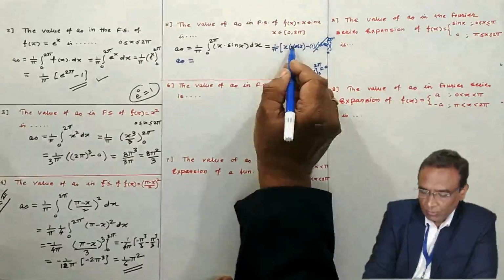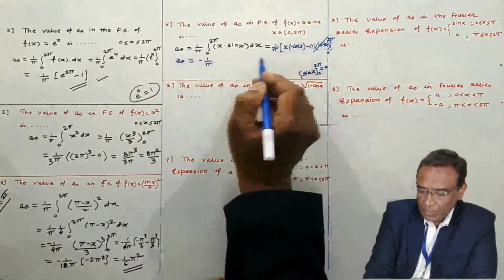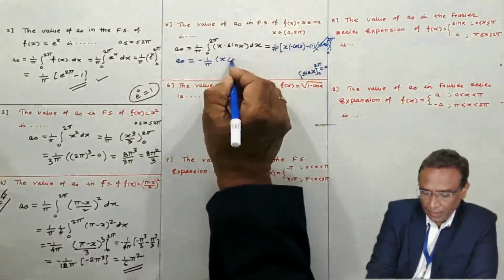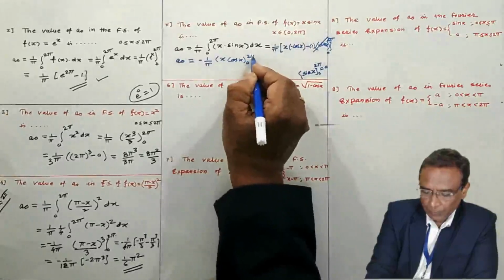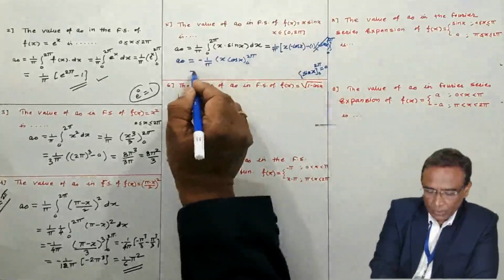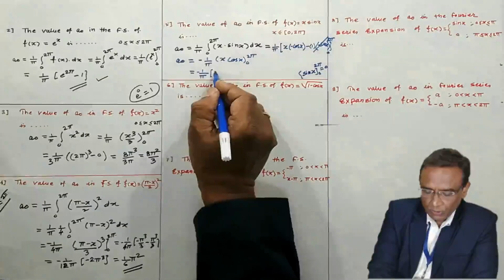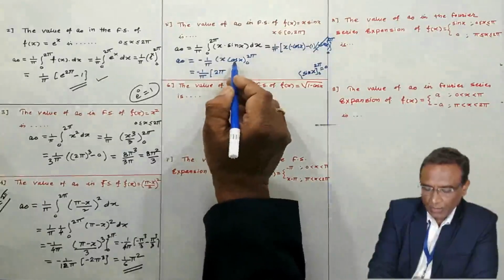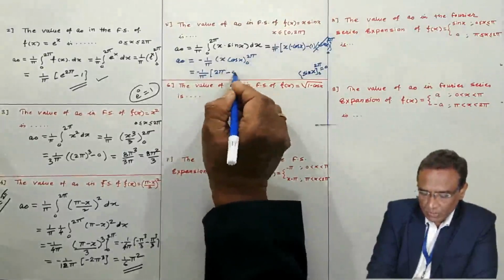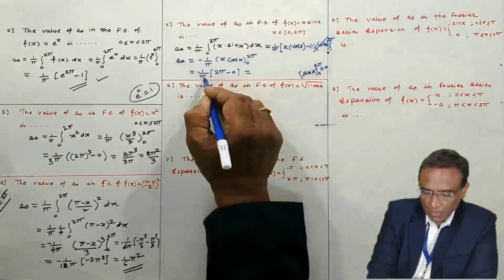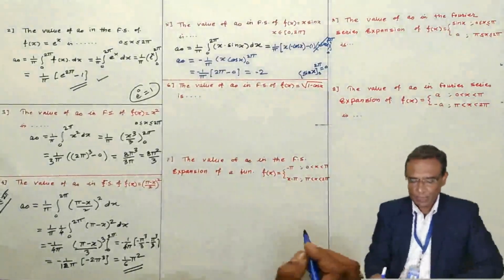a0 is equal to minus, I am taking pi outside, x cos x, and lower limit 0, upper limit 2 pi. To put upper limit and lower limit, minus 1 by pi, put x equal to 2 pi, and cos 2 pi is 1, minus, put x equal to 0, it will be 0, and this pi gets cancelled, it is minus 2. Minus 2 is the value of a0.